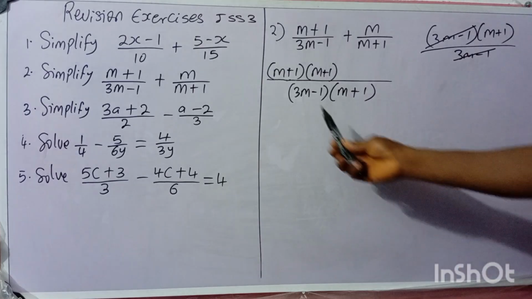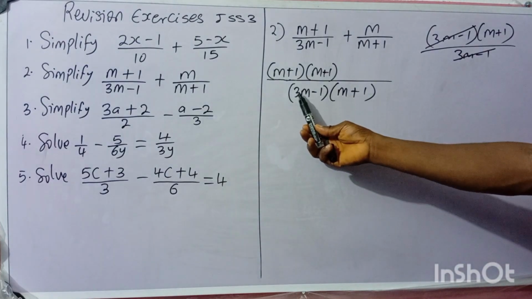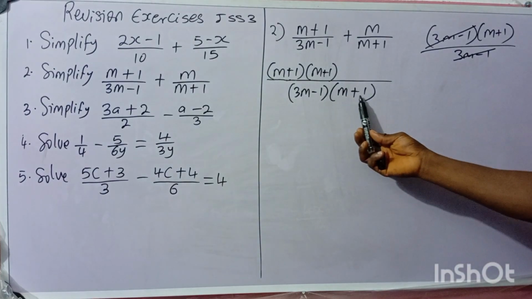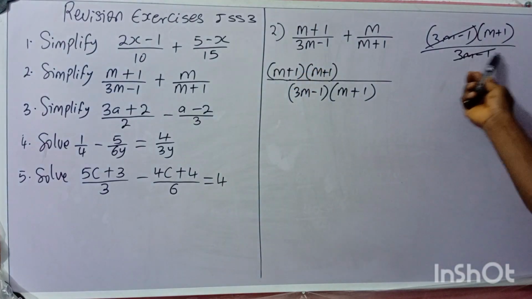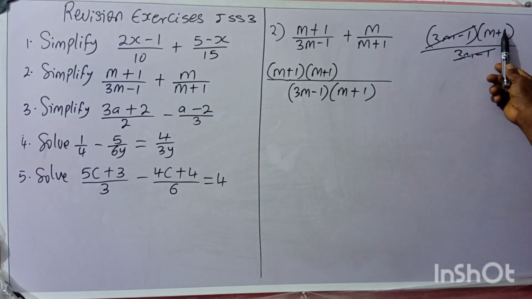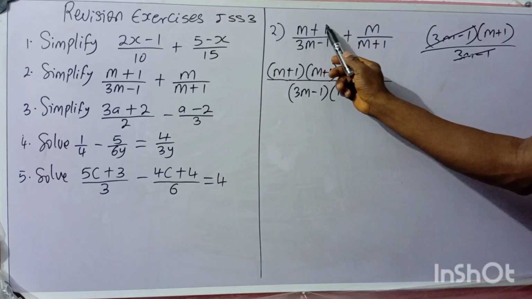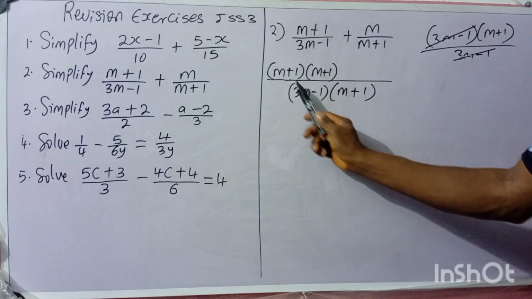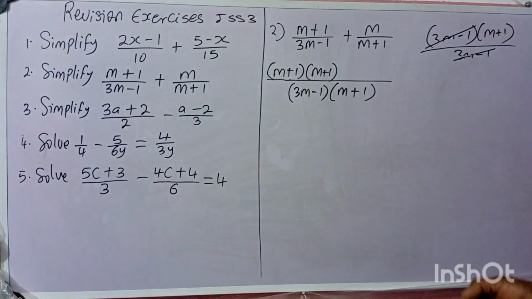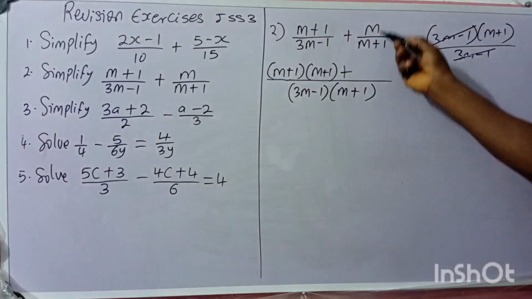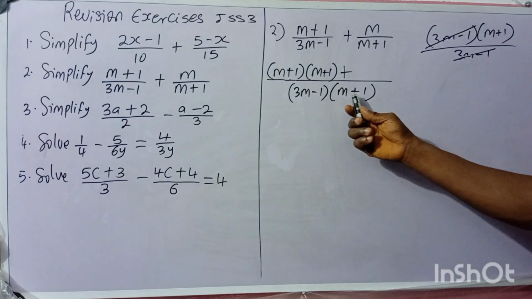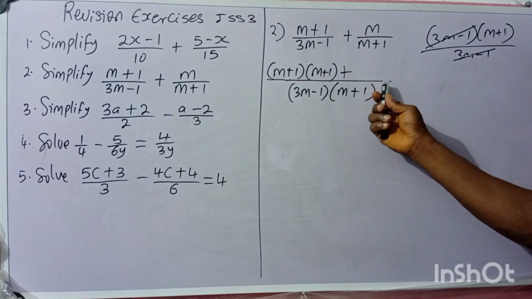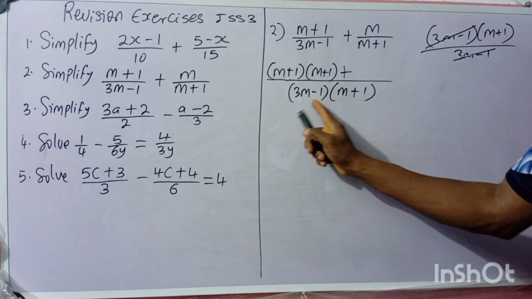I repeat again, the LCM, which is (3m minus 1)(m plus 1), divided by 3m minus 1. The 3m minus 1 cancels 3m minus 1, and you are left with m plus 1. So m plus 1 times the numerator m plus 1 gives the bracket of both of them, representing the multiplication. Then plus, we go to the next one. The LCM, (3m minus 1)(m plus 1), divided by m plus 1. The m plus 1 cancels out, remaining 3m minus 1.